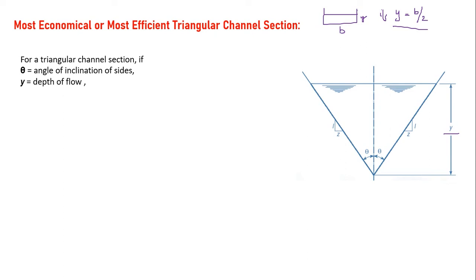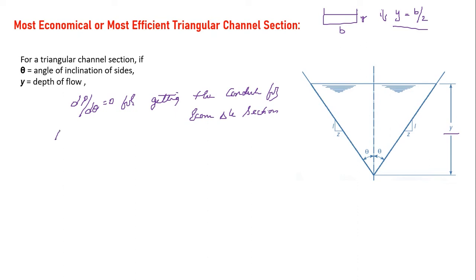Coming to this channel section, the first thing we have to do is write the condition. What is the condition? dP by d theta equals 0 for getting the condition for an economical triangular section.